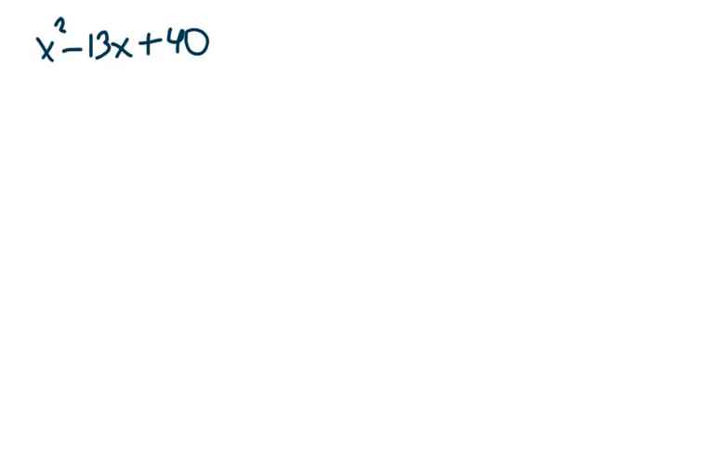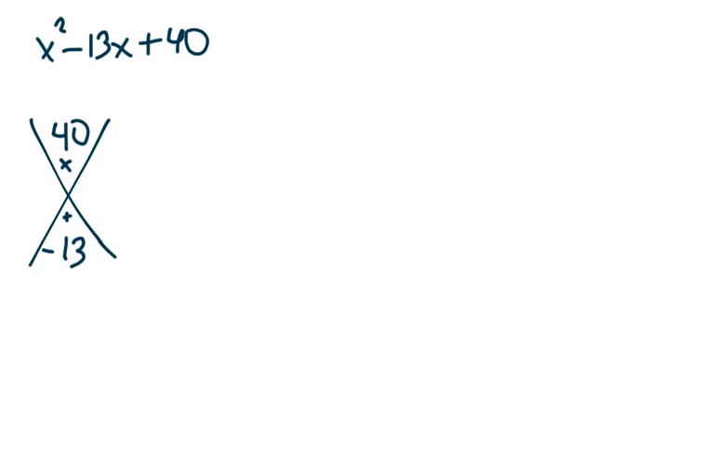So, if I play the x game, what two numbers multiply to 40, but when you add them together you get -13? Now you've got to think about, well, we've got a positive and a negative here. So I've got 40 and I've got -13. What are some factors of 40 that could potentially give me an odd number?